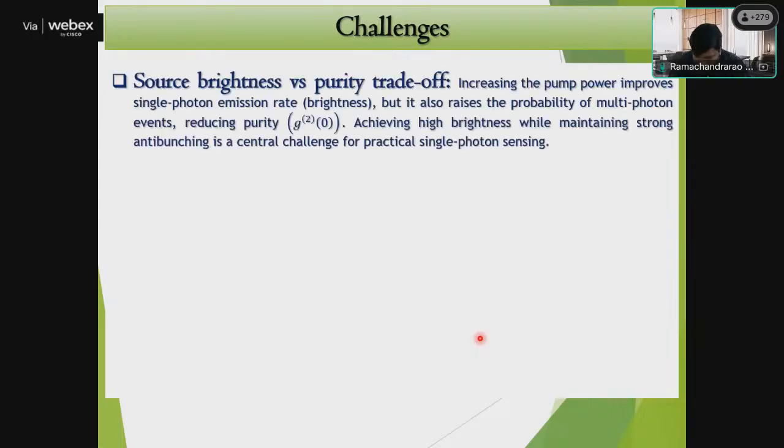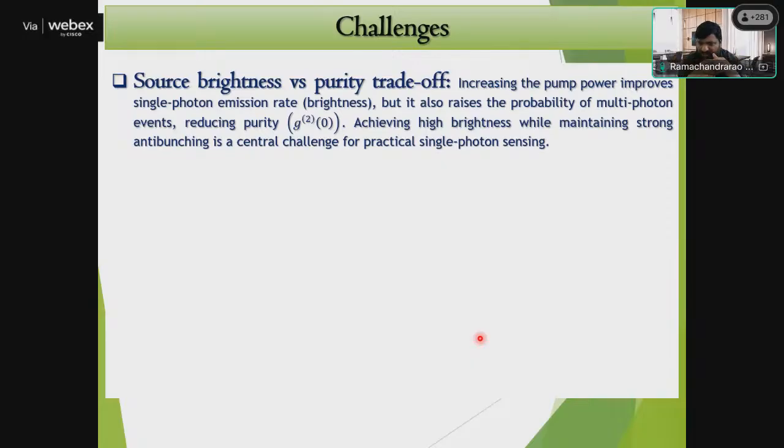The most important thing is source brightness versus purity of the single photon. As I'm saying, you are going to have a low light level. You give 100 photons, the system will give only 1 photon. This is very important. No matter how many photons you give, you will always have 1 photon.